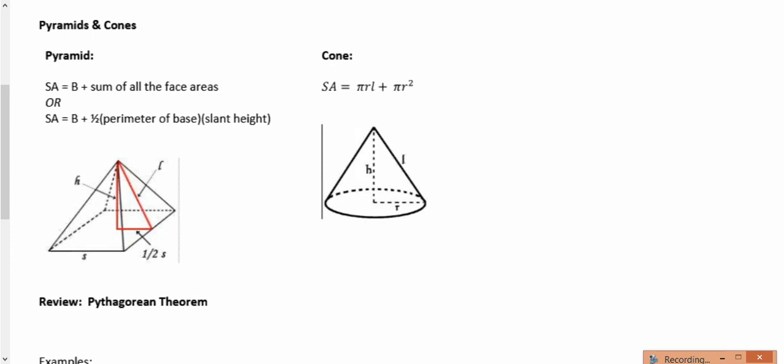Section 2, Video 4, Pyramids and Cones. Now here is where things get quite interesting.